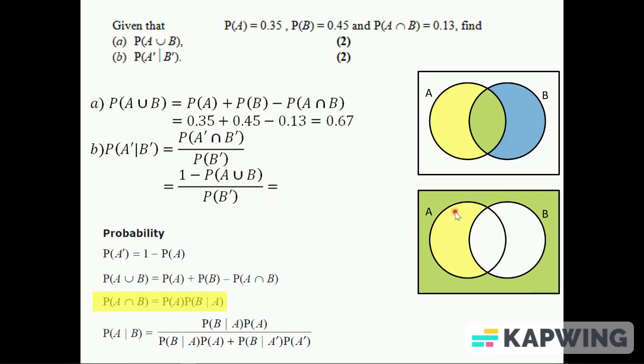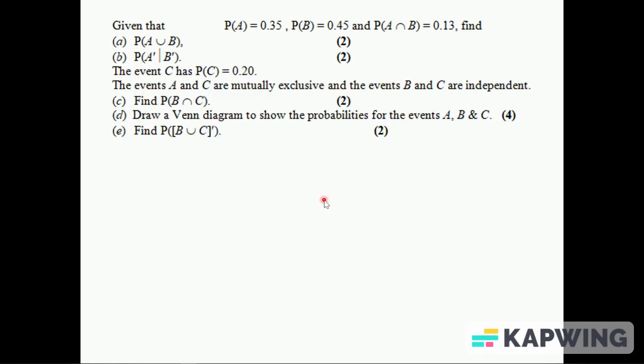Now, all that bit on the outside is 1 minus the union, because I've worked out what's on the inside of all three of them. The bit on the outside, I just take that off 1 over the B dash. So I'll do 1 minus 0.67, which I worked out before, over the 0.55, which is 1 minus 0.45. It would be 3/5.